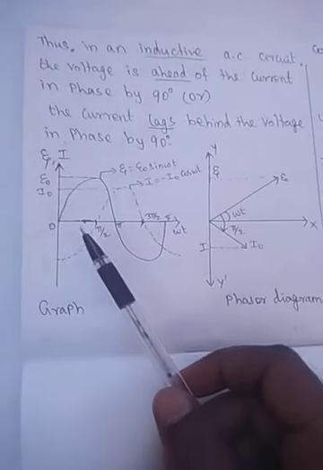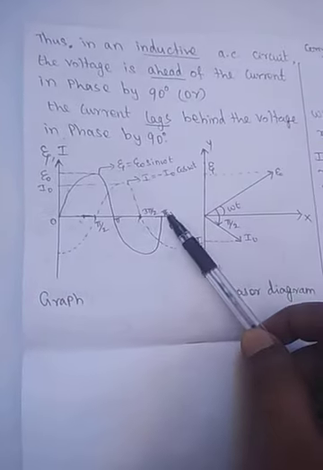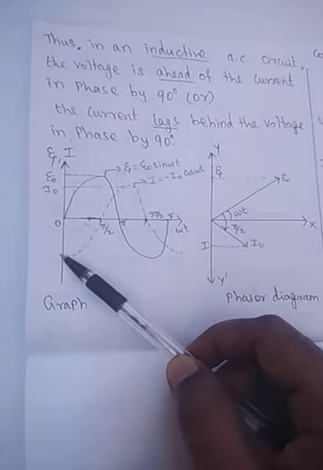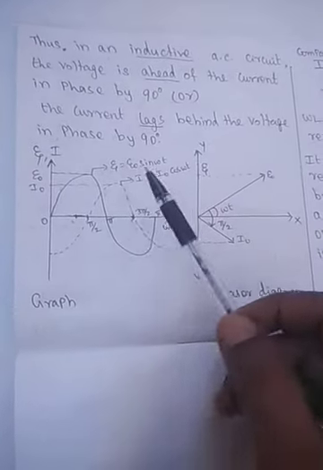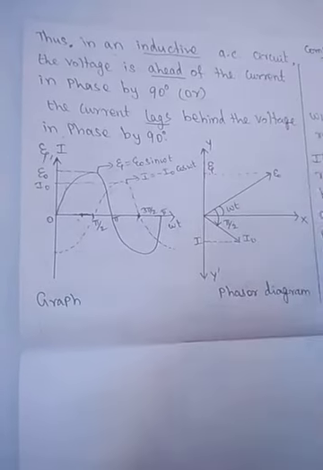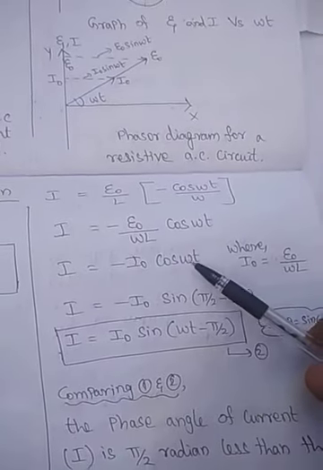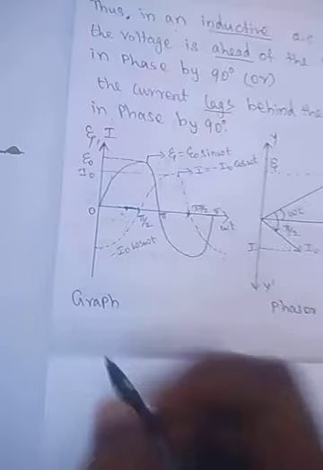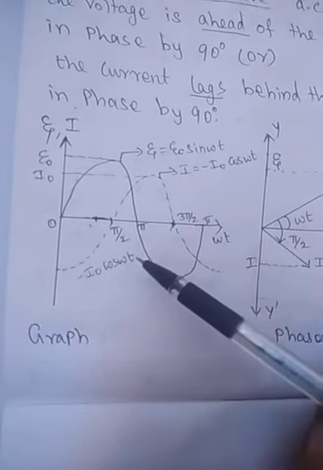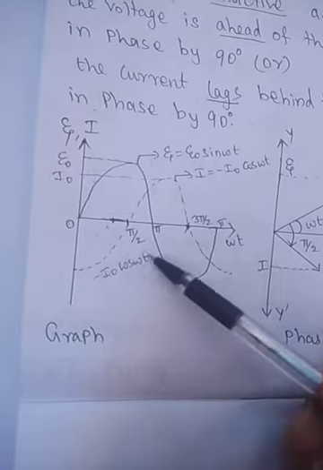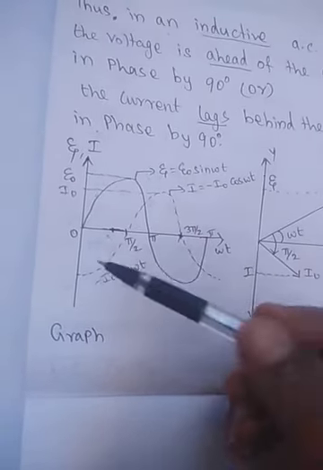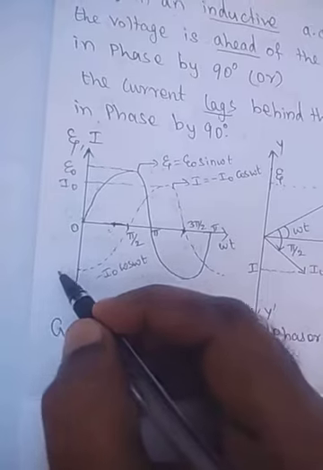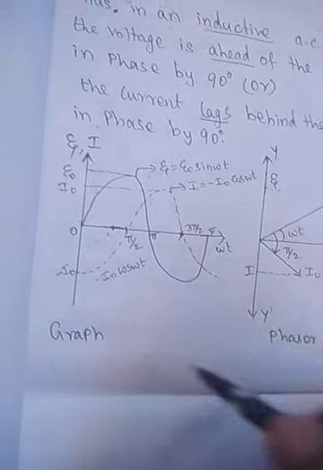By graphical representation, this is the EMF sine wave, and this is the minus cos wave. If you substitute the values here, we very simply arrive at I equal to minus I naught cos omega t. So this curve shows minus I naught cos omega t. If sin 0 is 0, cos 0 is 1, so we get only minus I naught. Here the EMF is 0, and the current value is minus I naught.